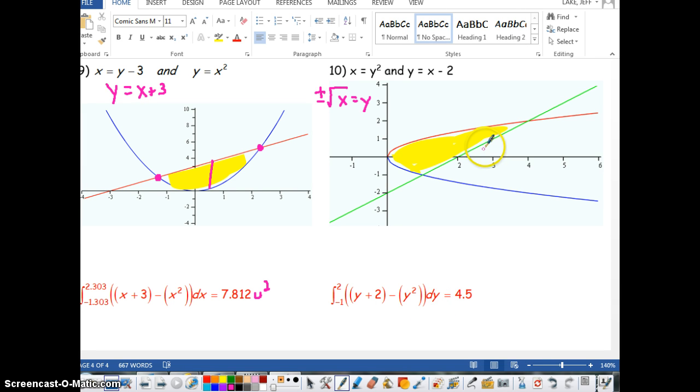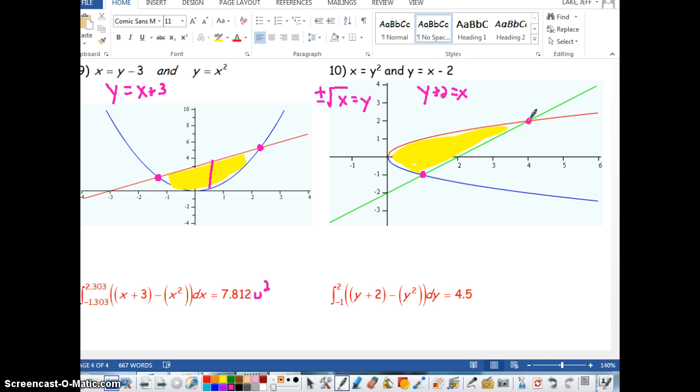So the right side is the green. When I solve this for x, that's going to be y plus 2 equals the x. So I take that, plug it in, so y plus 2, minus my y squared. Again, it was already solved for x, dy. And then I have to find my bounds here. The bounds are going to come from this intersection point and that intersection point.